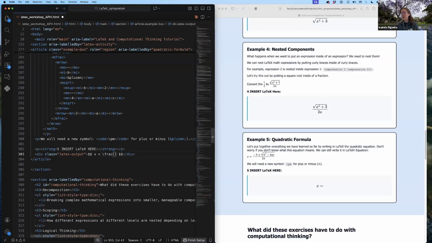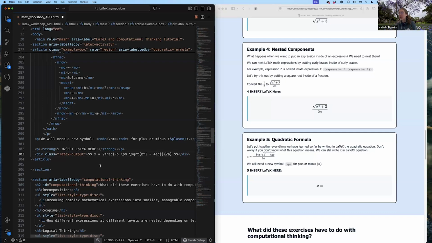backslash frac, left brace, right brace, left brace, right brace. In the first set of braces, the numerator, I'm going to write -b plus or minus, so that's backslash PM. And then inside of here is a square root, backslash sqrt, left brace, right brace. And in there, b squared minus 4ac can be written as b caret 2 minus 4ac. And that should be the whole numerator. And the denominator in the second set of braces for the fraction, I'm going to write 2a.